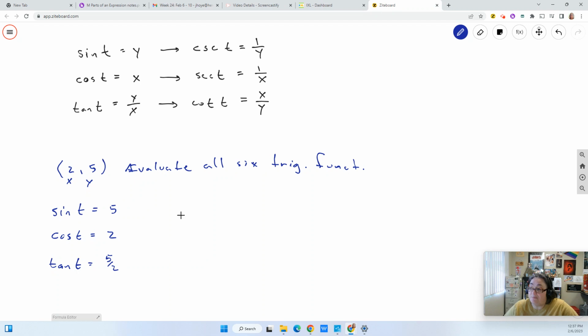So not too complex. When we did cosecant of t, that's 1 over y. Well, that's just 1/5. Secant of t will be 1 over x, which is 1/2. And cotangent, we just flip it, and we would have 2 over 5. Here's the thing. Your numbers are going to be more complicated than this, but the process isn't going to be more complicated than this. Okay?